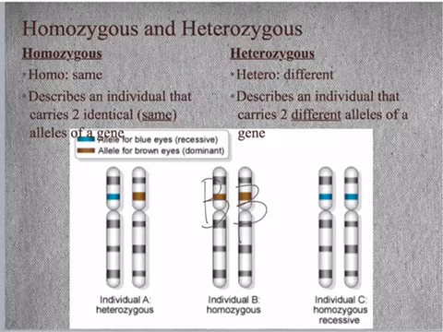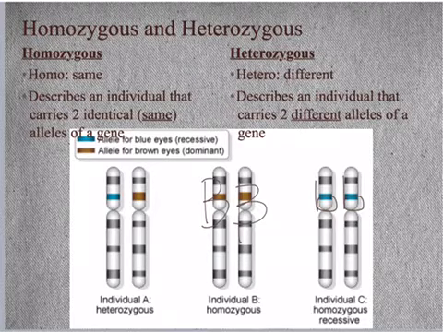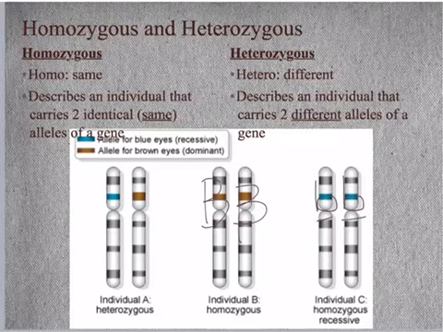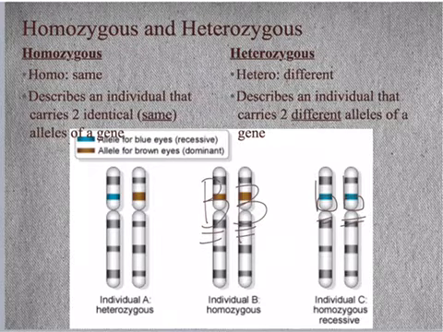Now, individual C, you can see they have 2 blue eyes. Well, we know that blue eyes is recessive, and so they're going to be represented with 2 little b's for the blue eyes that they have. So this person has a blue-eyed allele on one of their chromosomes, and on the other chromosome they also have the blue-eyed allele. Because they are the same as each other, they are homozygous. Because they are both lowercase, they are recessive. So here, individual B was homozygous dominant because both were capitalized. Individual C is homozygous because they're both lowercase, but because they're lowercase, it's recessive.